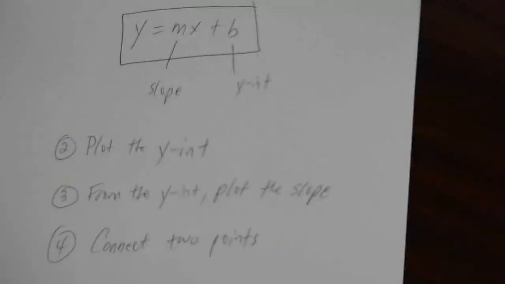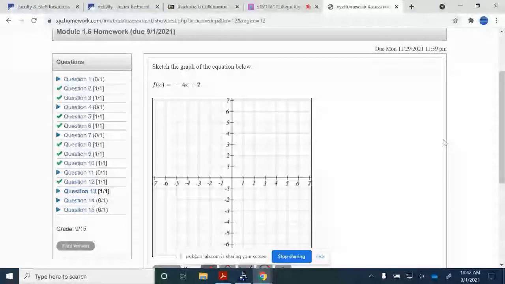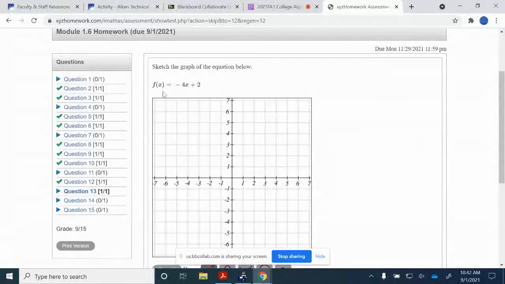So to take a look at that in action, we have f(x) = -4x + 2. The first step is already satisfied. Our equation is in slope-intercept form. The next thing I want to do is plot the y-intercept. The y-intercept is positive 2. So I'm simply going to find positive 2 on the y-axis, and I'm going to plot that point.